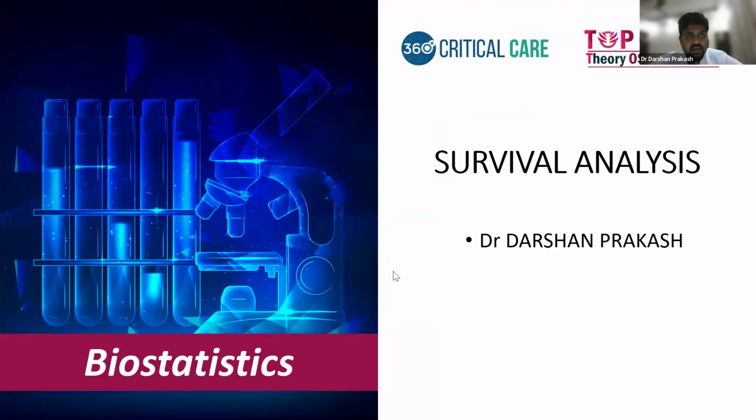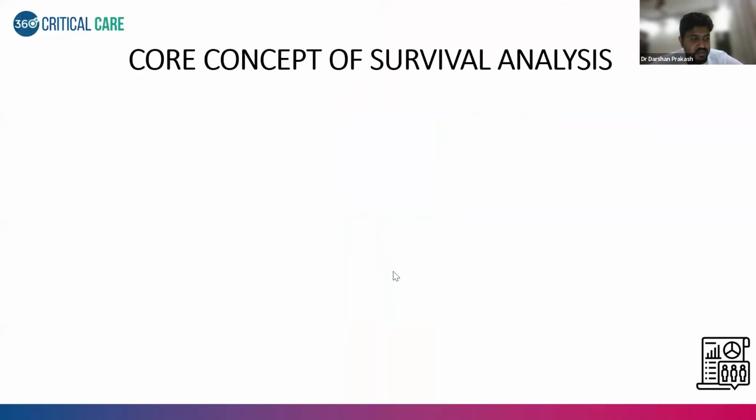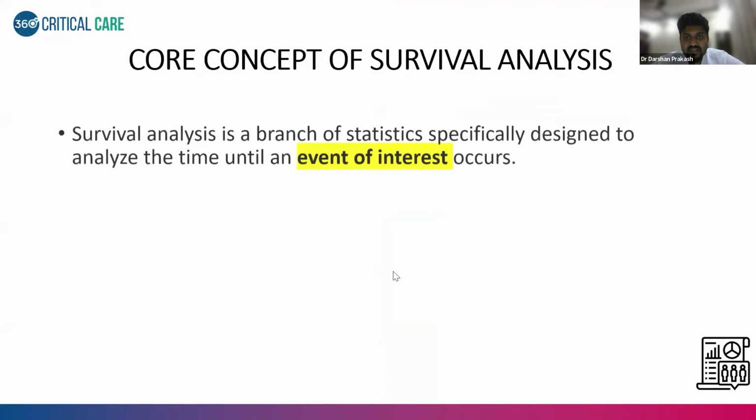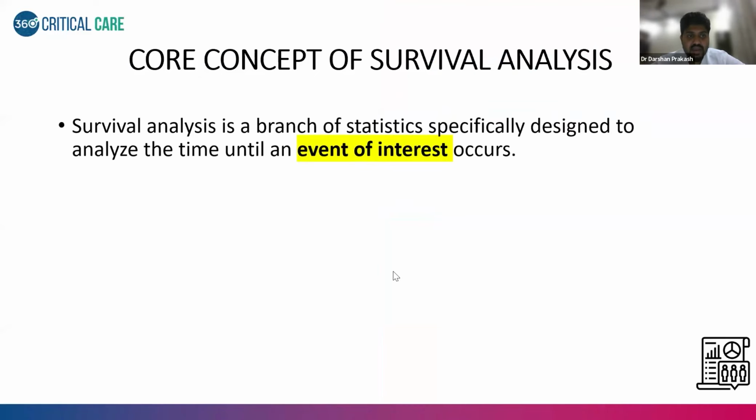Coming to the core concept of survival analysis. Most of you are asking about the Kaplan-Meier curve, right? This is something that questions have come from in the past as well. So it's better to understand what survival analysis is. Survival analysis is a branch of statistics specifically designed to analyze the time and the event. What is the relationship between the time and the event, when it occurs.